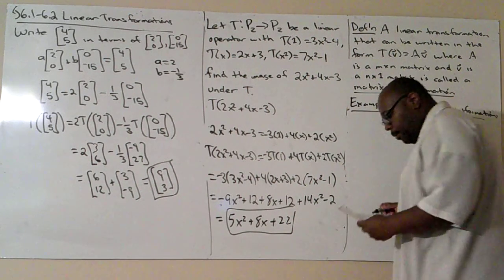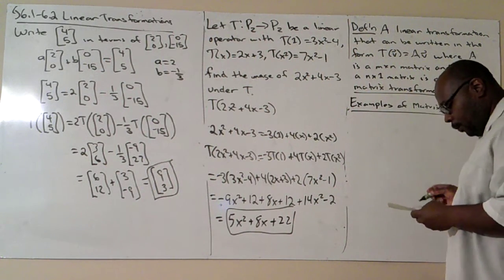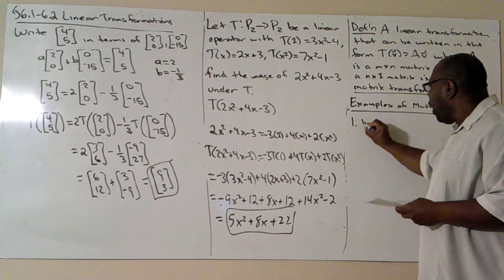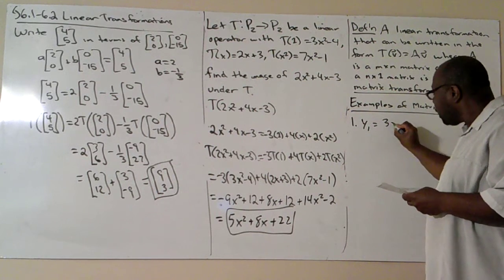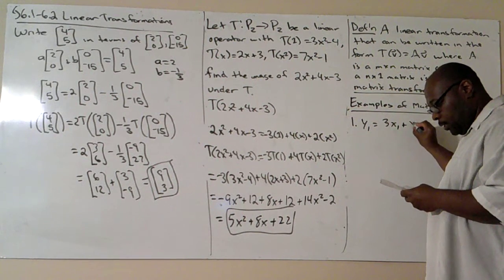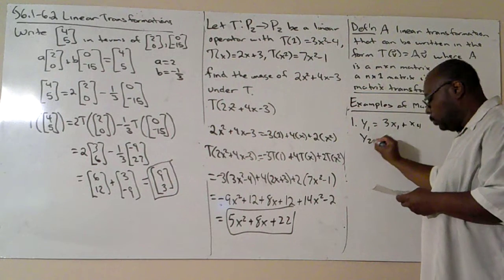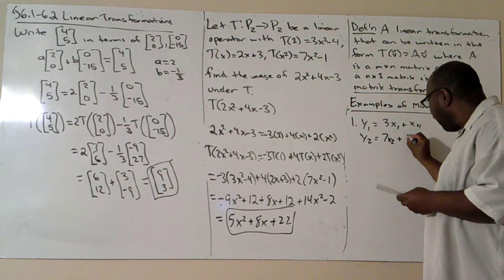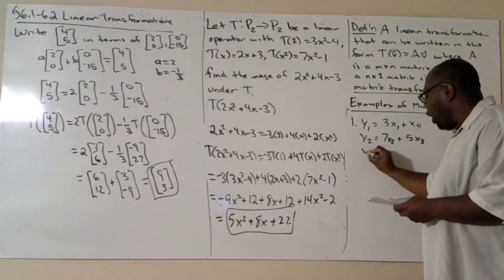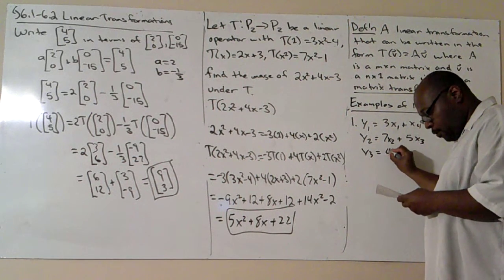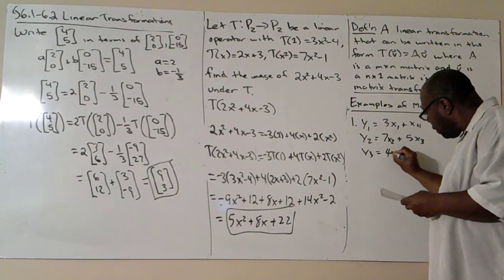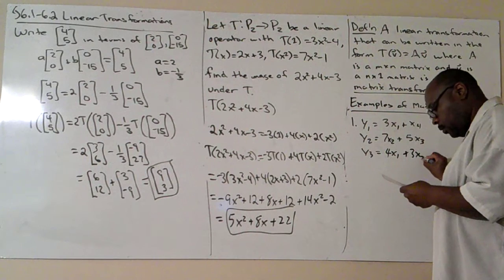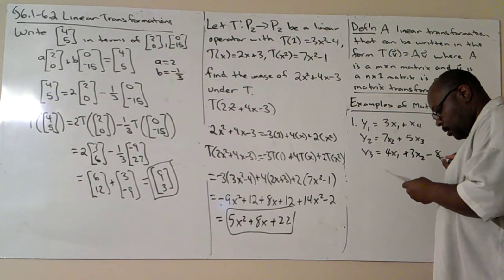Okay, I have two of them on here. I think these are enough for what we want to do. Here's the first one. I have y1 equals 3x1 plus x4, y2 is equal to 7x2 plus 5x3, and y3 is equal to 4x1 plus 3x2 minus 8x3.